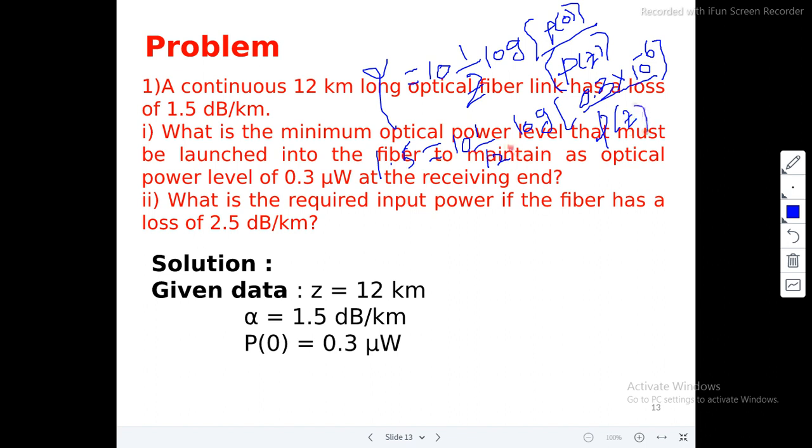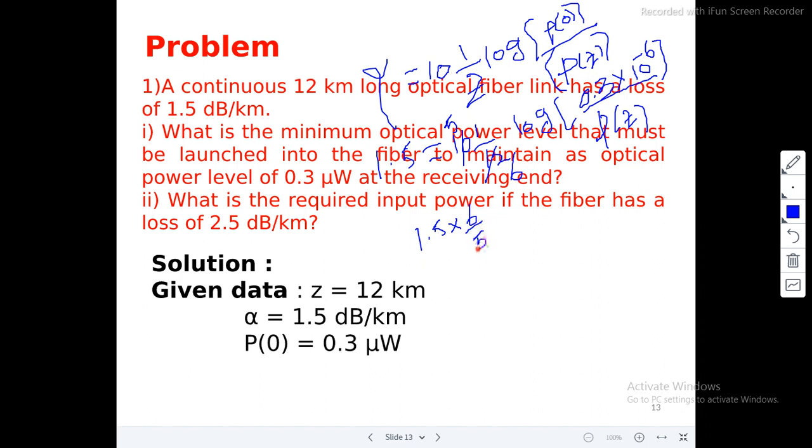First of all, calculate 10 by 12. 10 by 12 cancels, 5 by 6. Take that value to the other side, and the value will be reversed: 5 by 6 becomes 6 by 5. So 1.5 into 6 by 5 equals log of P of 0 by P of Z.